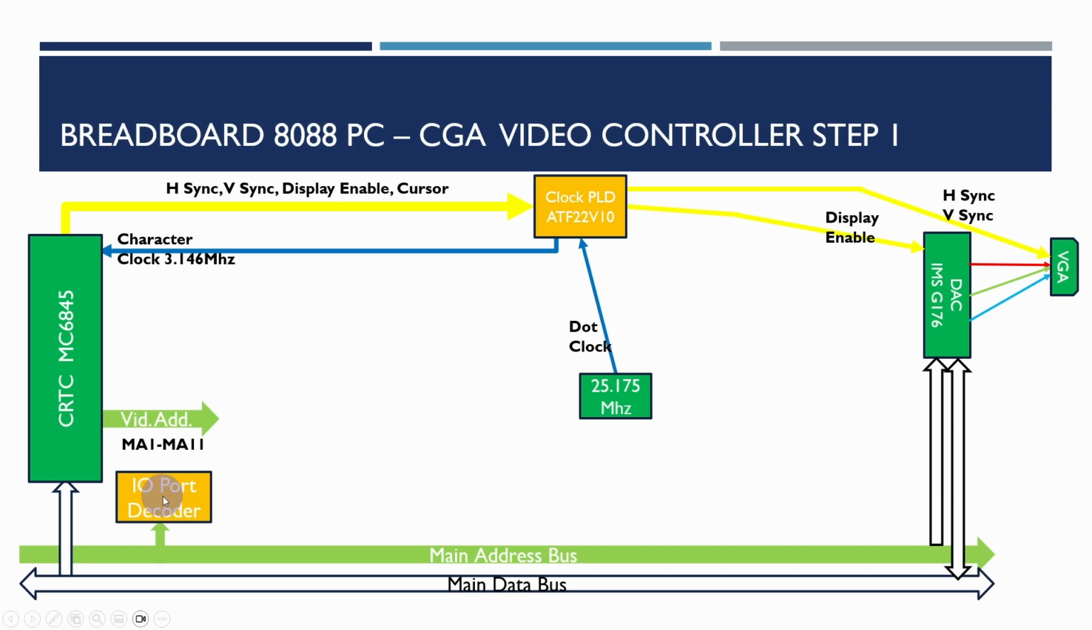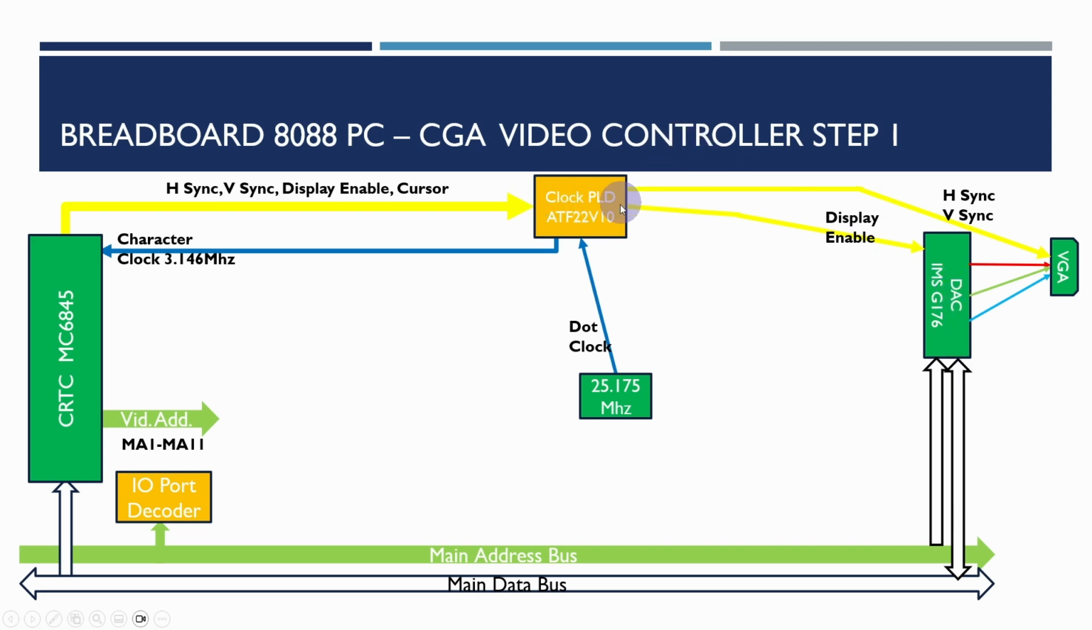We're going to need to have the IO port decoder, so this is going to give us the various IO port chip enables for the CRTC, for the digital analog converter over here. So this is our video digital analog converter. We're going to need to program that to put in the red, green, blue values for the various inputs that we're going to put into here.